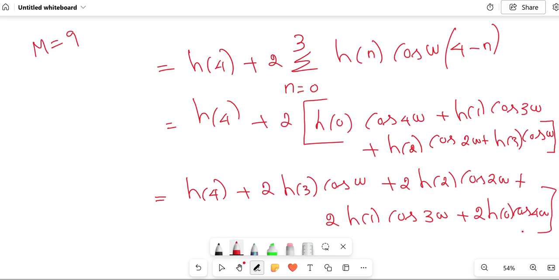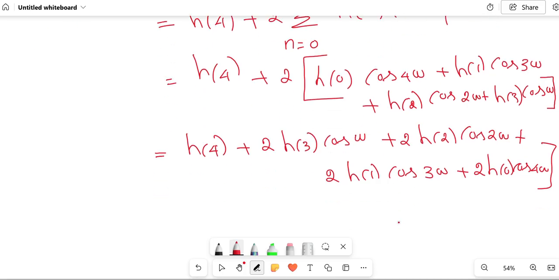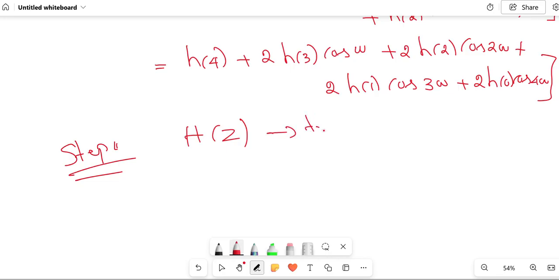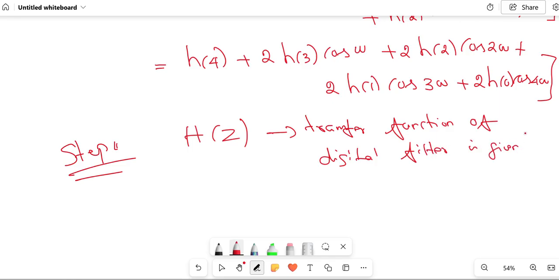Okay. So finally, step 4: the transfer function h of z of the digital filter is given by, so what is the equation?